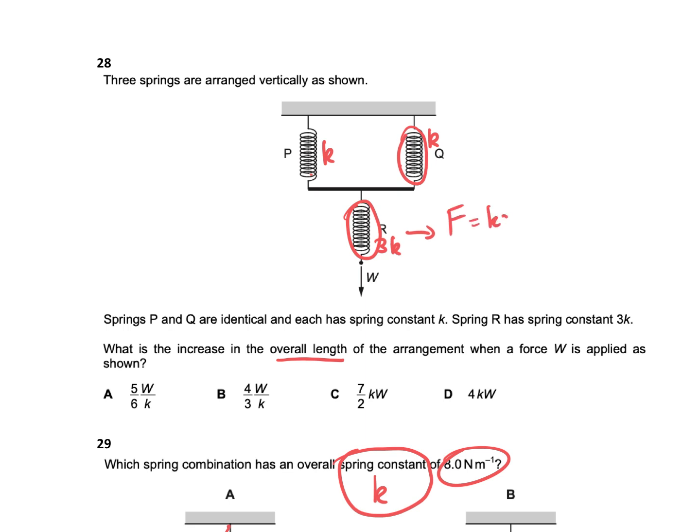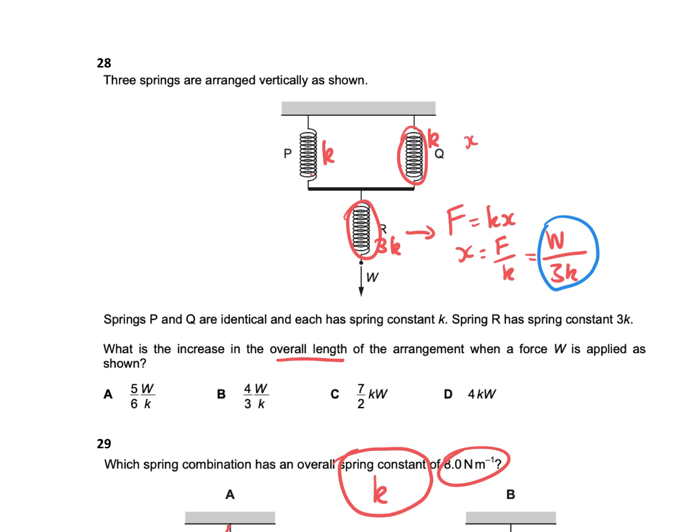Let's start with this one. F equals kx, and we want to find the increase in length, that's the extension, that's x, is equal to F over k. Force is W. There's no numbers here, so we're going to have to do it in terms of algebra, but that's fine because all the answers are like that. So this will be W over 3k will be the extension of spring R. So we've got one extension here. Let's now do the top part.